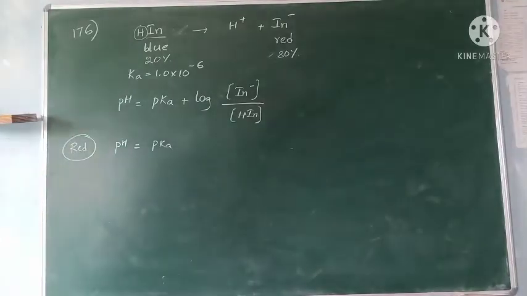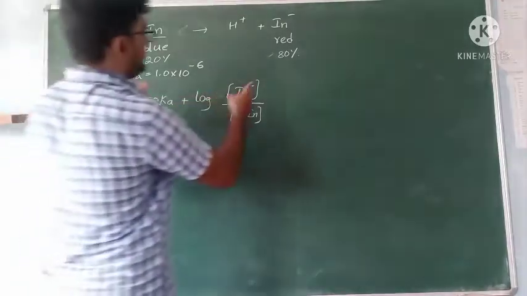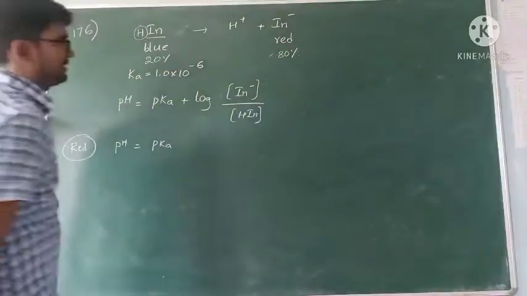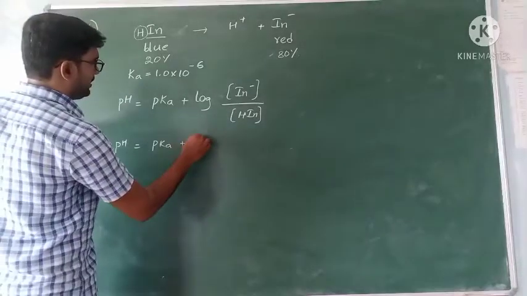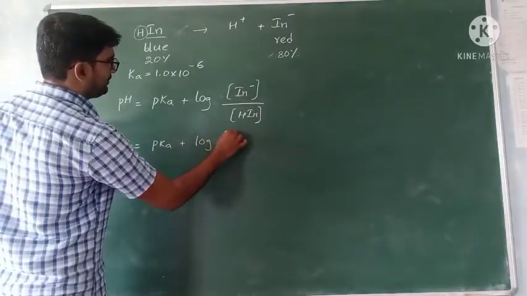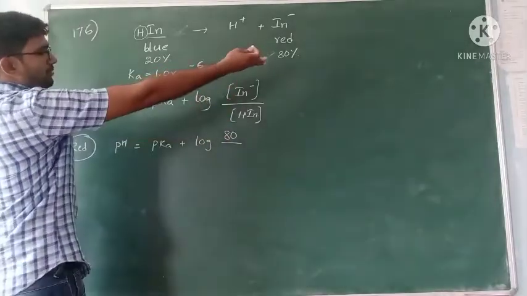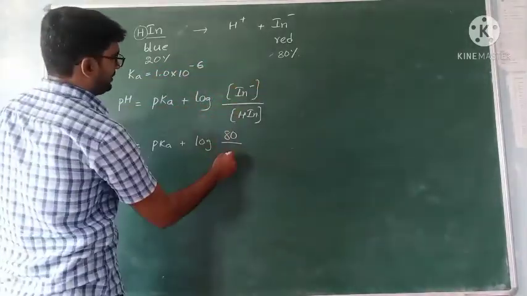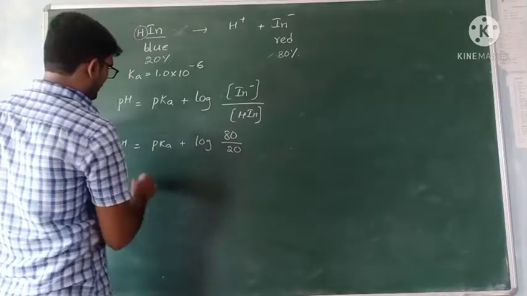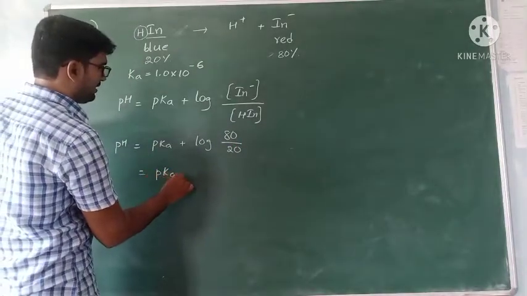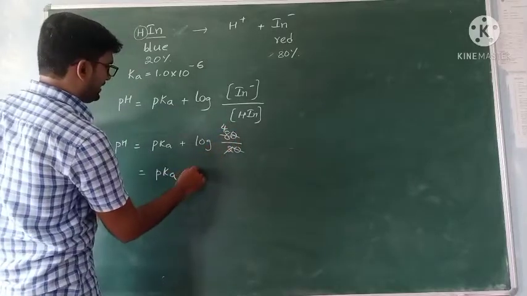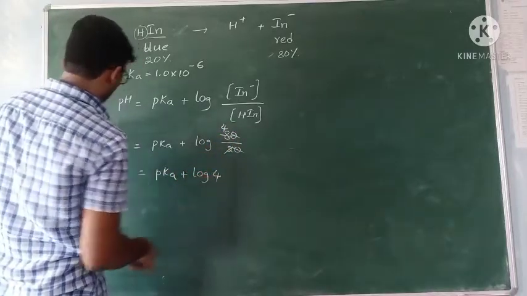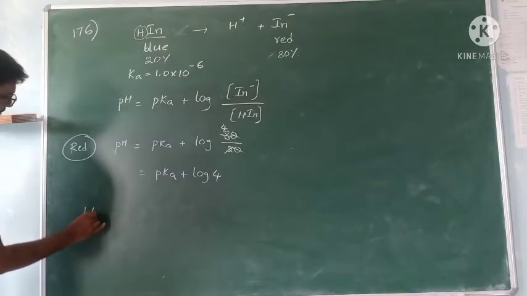For red color, that is 80%. So 80% means log 80 by 20, that is salt by acid, ion by 20. So pH is pKa plus log 4. Leave it. Now calculate for blue color.